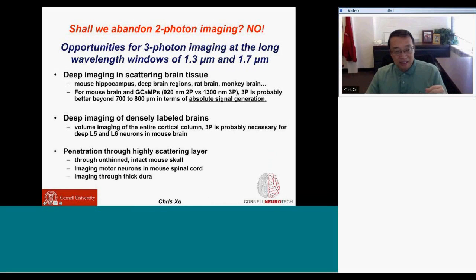And lastly, there are also niche applications. For example, you can penetrate through highly scattering layers. I showed you an example of unthinned intact mouse skull. We have also had some success imaging the motor neurons in mouse spinal cord. We can also image through thick dura, such as the monkey dura or rat dura, things like this.